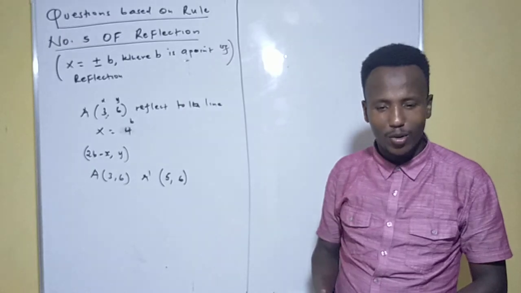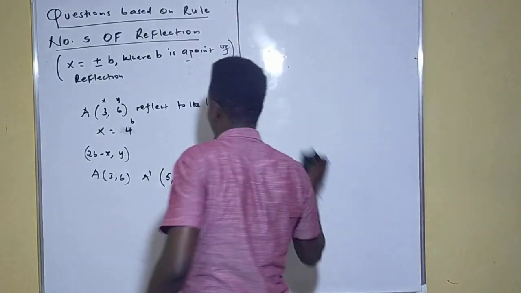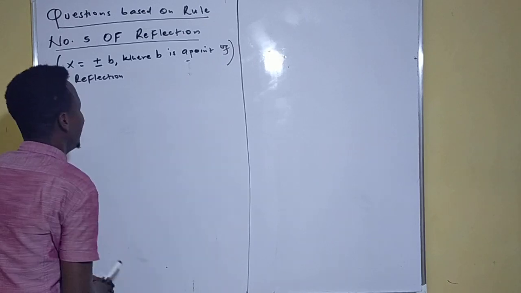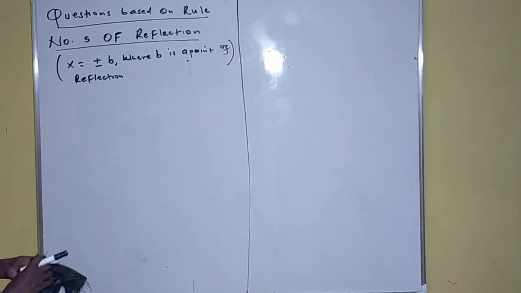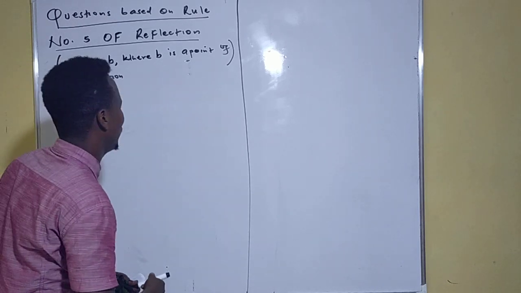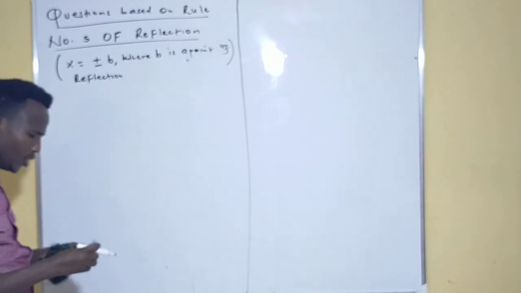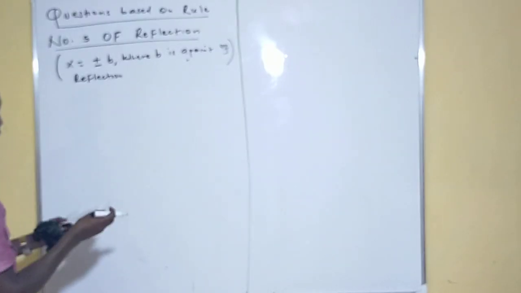So now let's take a good example so you understand better. That is the formula of getting the image point of a point reflected onto the line x is equal to b, for your information. So now let's see the first example here. We have example 1.